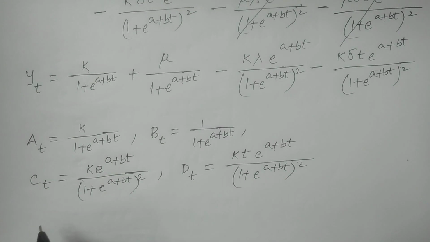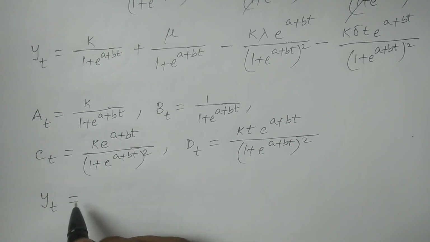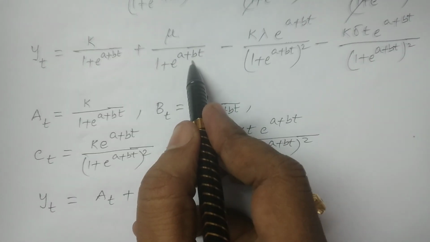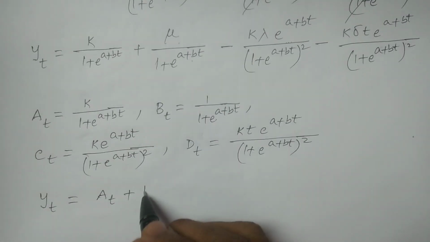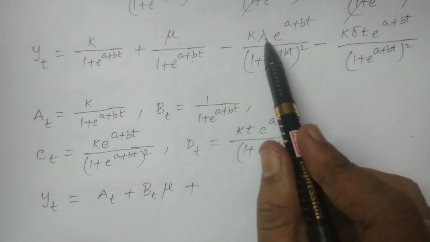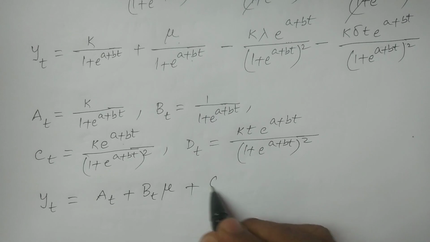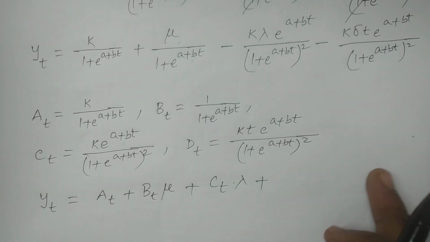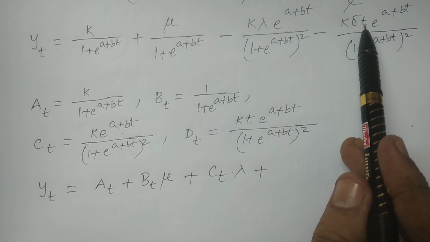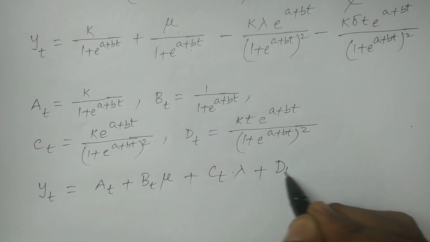If you consider like this, what would be the yt? Then yt is equivalent to at plus mu into 1 by 1 plus e power a plus bt, which we have considered as bt. Therefore this is bt into mu. Next, except lambda, we have considered k into e power a plus bt divided by 1 plus e power a plus bt whole square as ct. Therefore, ct into lambda. Hope you understand why we are considering in this way. And the last one, kt into e power a plus bt divided by 1 plus e power a plus bt whole square, we have considered dt. Therefore, dt multiplied by delta.